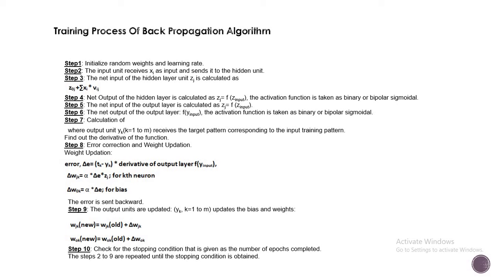Now we are updating the kth neuron and bias. We are calculating the weight of the kth neuron and the weight of the bias. Wjk new is equal to Wjk old plus delta Wjk. W0k new is equal to W0k old plus delta W0k. Step 10: check for the stopping condition, which is given as the number of epochs completed. Steps 2 to 9 are repeated until the stopping condition is obtained.